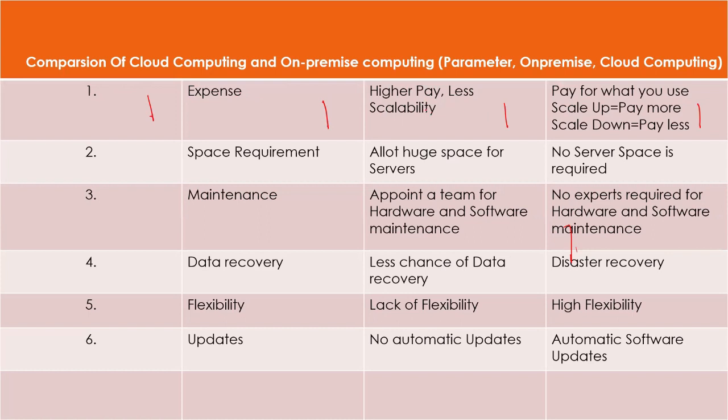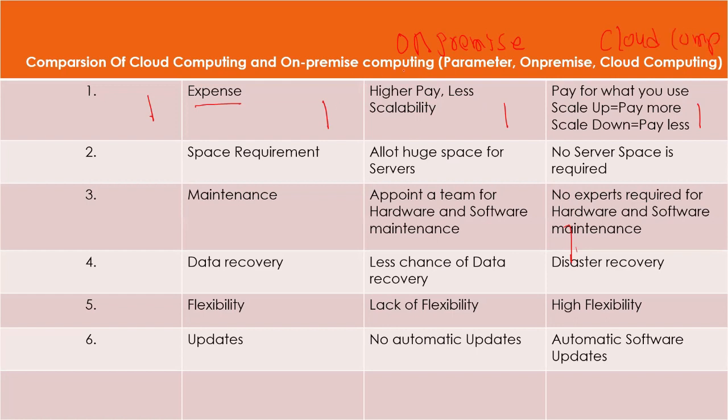So now we are comparing on-premise computing with cloud computing on various parameters. Now first is expense. When it comes to expense, if you are going with on-premise computing, this is the column for on-premise computing, and this is the column for cloud computing.